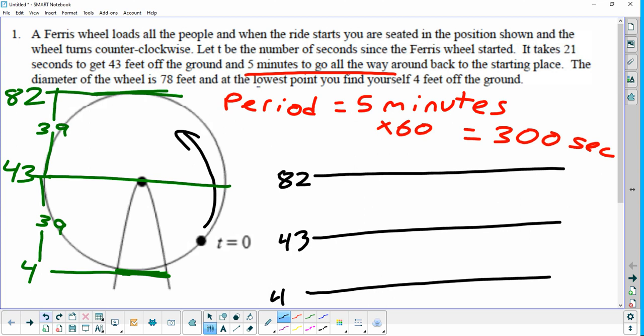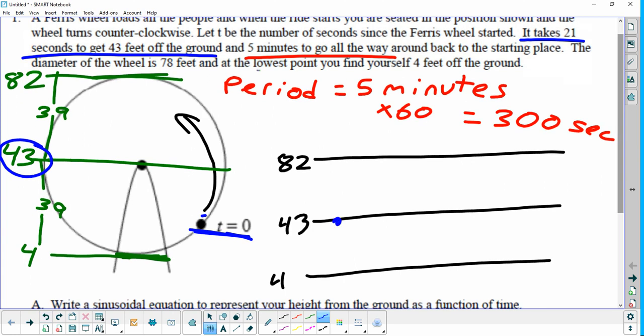So now we need to go back to this statement that we skipped over. It takes 21 seconds. So we're starting here. And after 21 seconds, we're now at 43 feet. 43 feet is significant because it's that number we wrote right there. It's the midline. So we're at 43 feet after 21 seconds. There's our starting point. That's what we're going to use to start our graph.